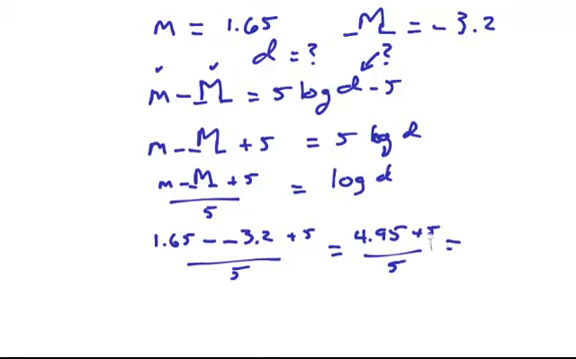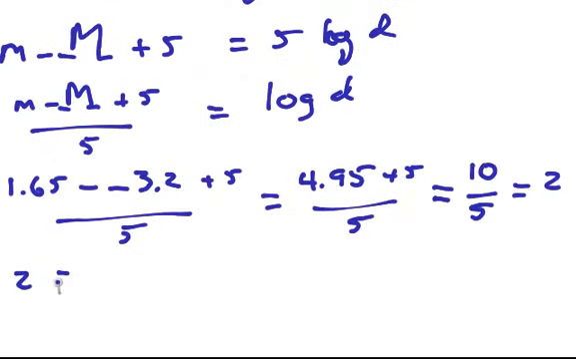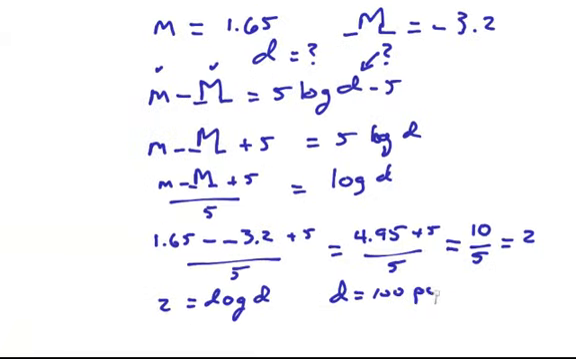That's about 5 plus 5, about 10. So it'll be a little bit less than 10 divided by 5. It'll be a little bit less than 2. And that means that 2 is equal to the logarithm of d. What would be d? What number d has a logarithm of 2? That's easy. You'd think back and say, well, d is going to be about 100, because the logarithm of 100 is 2. It's going to be a little less than that; in fact, it's actually 93 parsecs.